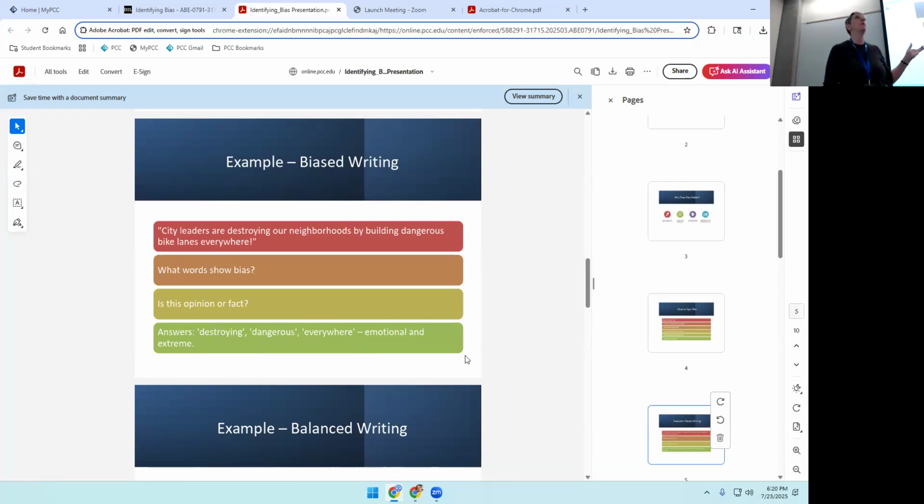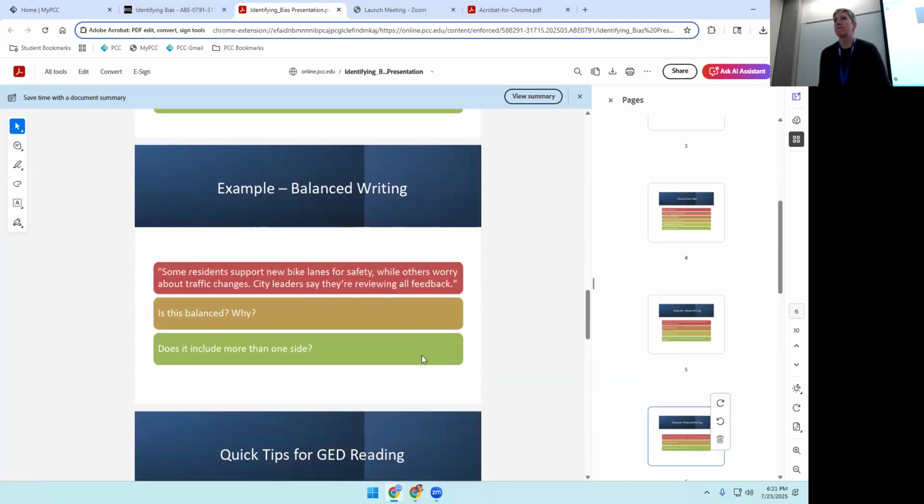You could be making the same point, but in a different way by saying something like, the bike lanes are dangerous as cited by 15 accidents in this one area or intersection. You know, have something to back it up. So that would take away the bias if you're giving examples of why it's dangerous. So yeah, emotional, extreme. Here's another one.